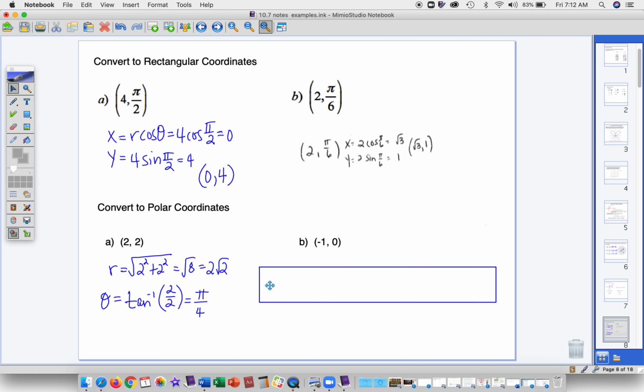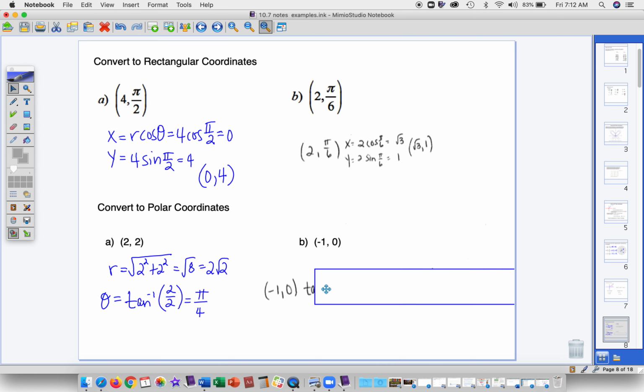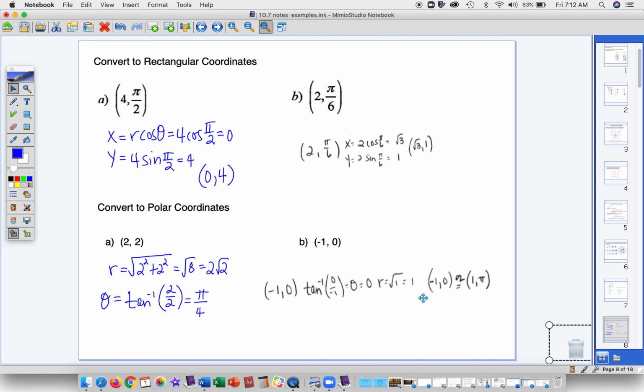For -1, 0, now this is rectangular. We're going to polar. So we're taking the tangent inverse of 0, which is 0, and r is equal to 1. So there's different possibilities here. We could use 1, pi, or we could use -1, 0.